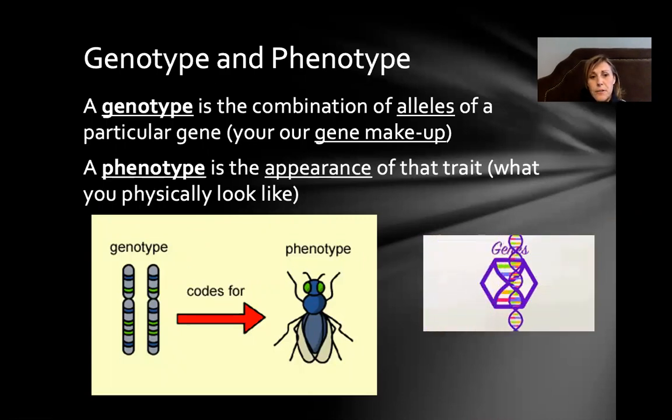So two key words, genotype and phenotype. These are two vocab words. A genotype is the combination of alleles of a particular gene. It's like your gene makeup. And a phenotype is the appearance of that trait, what it physically looks like. So genotype, if you look at the cursor, these two green things, those would be genes, and they would code for a phenotype. So say these green things coded for eye color. The genotype would be like big G, which would be green eyes, and phenotype would be green eye color. So we'll practice with that.